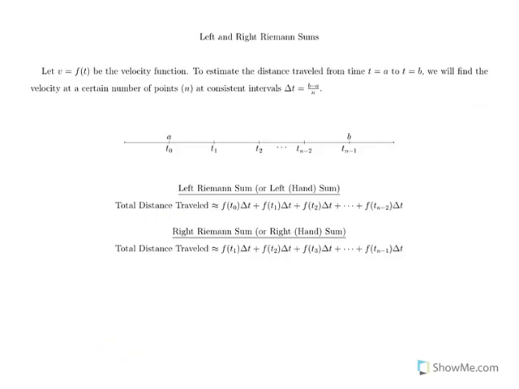So now we're going to define what we've already done in this video, the left and right Riemann sums. So in general, we're going to let v equals f of t. That's the function we're dealing with. That's the velocity function. We're going to be given velocity values, and we're going to try to estimate distance traveled. So to estimate this from time t equals a to t equals b, on some time interval, we're going to find the velocity at a certain number of points. We're going to call that n points at consistent intervals, delta t.